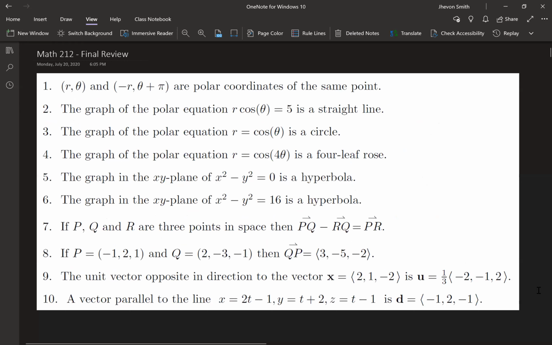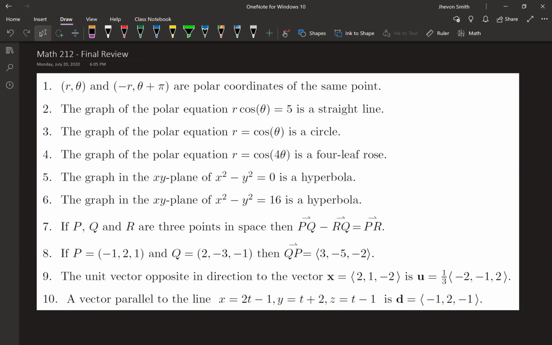All right, let's do that. All right, so here are 10 true and false problems. We'll have more. Let's actually just get into it. So problem 1. So we're going to do problem 1. And hold on a second.